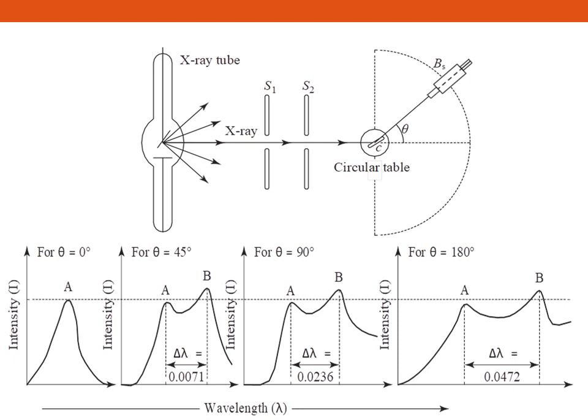The shift in wavelength or difference in wavelength delta lambda of the two scattered beams is found to increase with respect to increase in the scattering angle. At theta equal to 90 degrees, the delta lambda value is found to be 0.0236 angstrom, which is in good agreement with the theoretical results. Hence, this wavelength is called the Compton wavelength and the shift in wavelength is called the Compton shift.